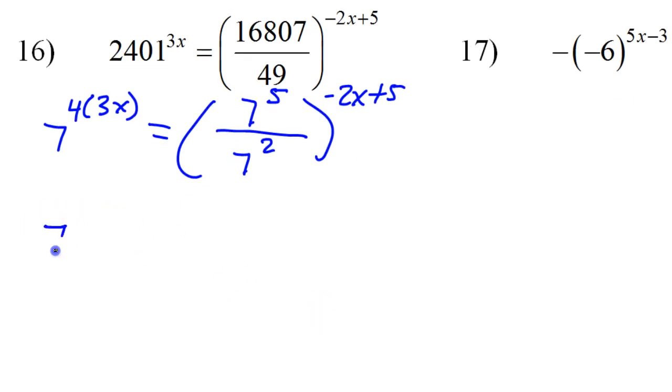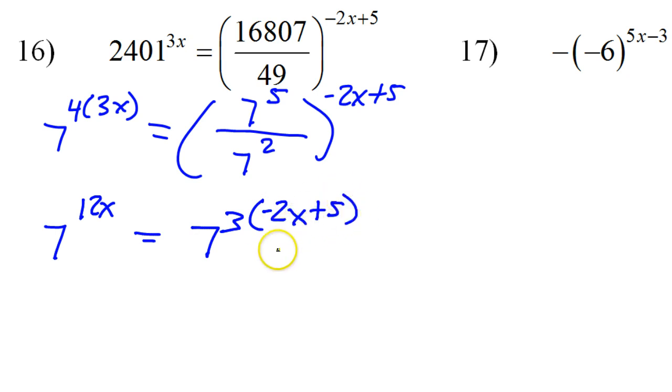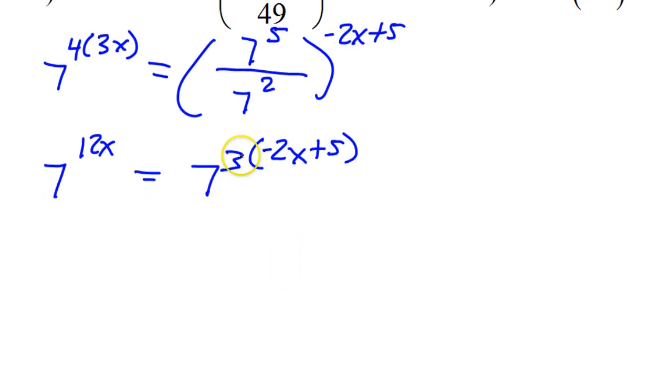So now I have 7 to the 12x power is equal to 7 to the 3rd power. You subtract if you want. Please make sure you put the negative 2x plus 5 in parentheses, because this is the most common mistake. I've said it several times, but there will still be 5 people in this room tomorrow who will not distribute the 3, this 3 in the front of the parentheses.